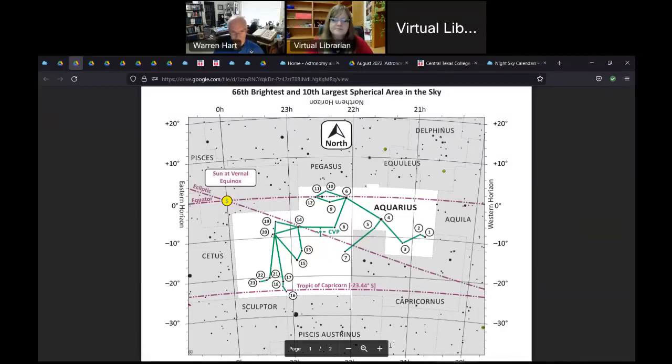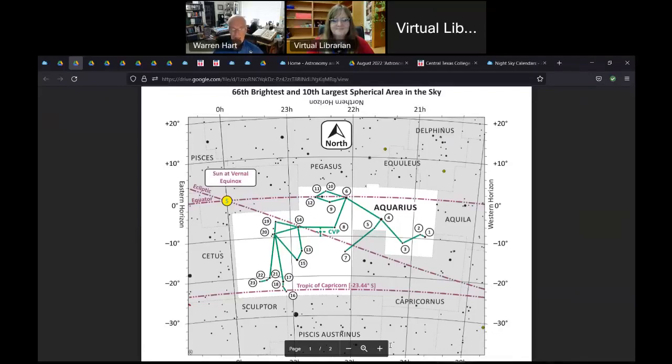And then down at the bottom is where the water is spilled out. There's that Tropic of Capricorn again. And notice, look down just below the Tropic of Capricorn, almost at the very bottom. Why, there's Pisces Australis, what we just talked about a little bit ago. So that's the first of the three.